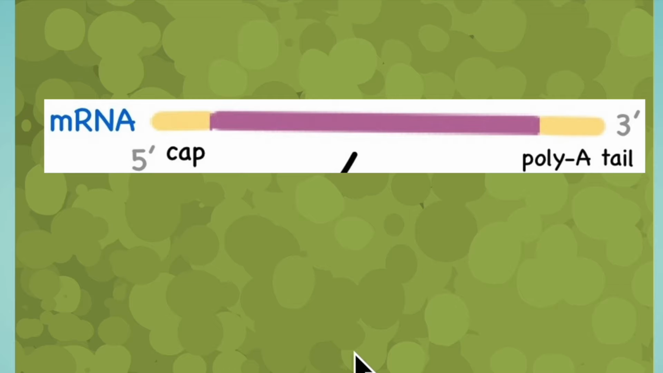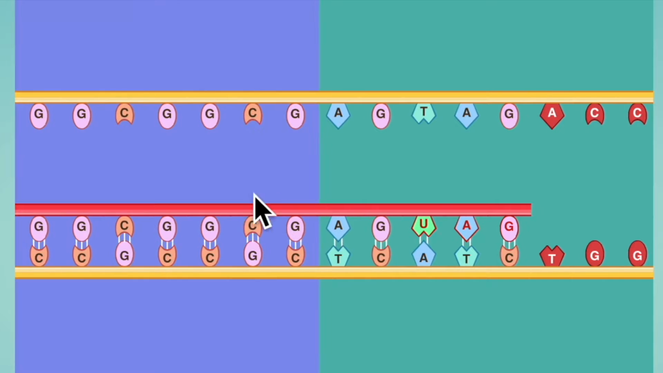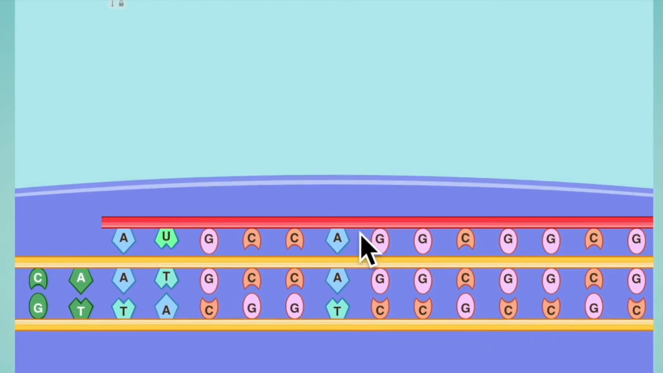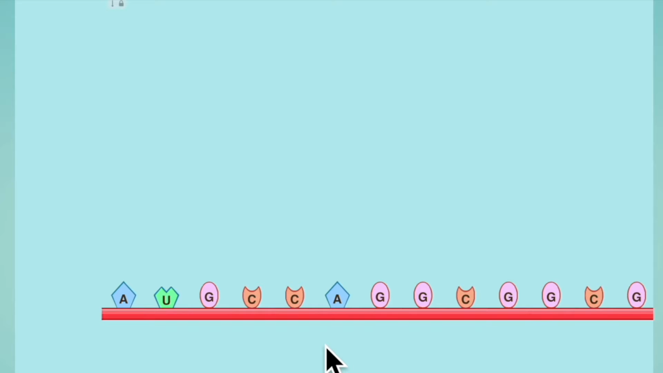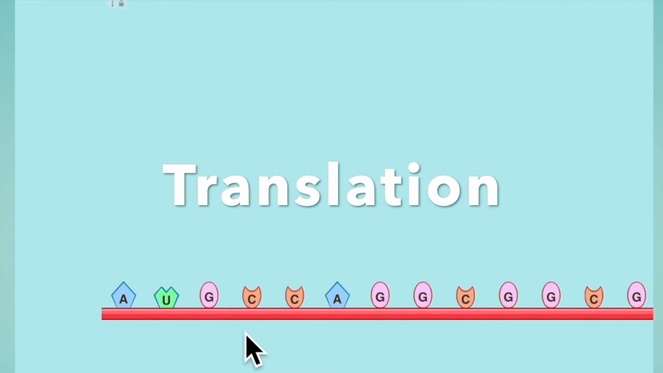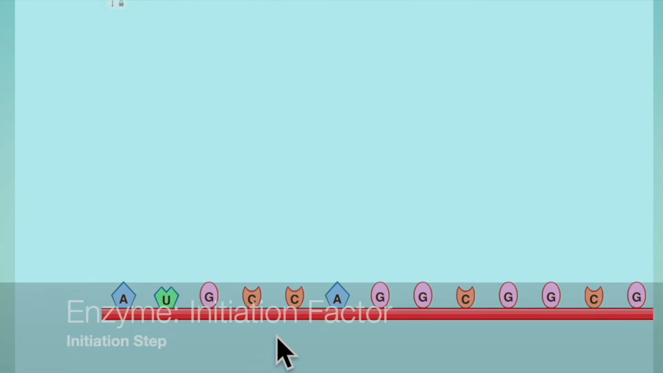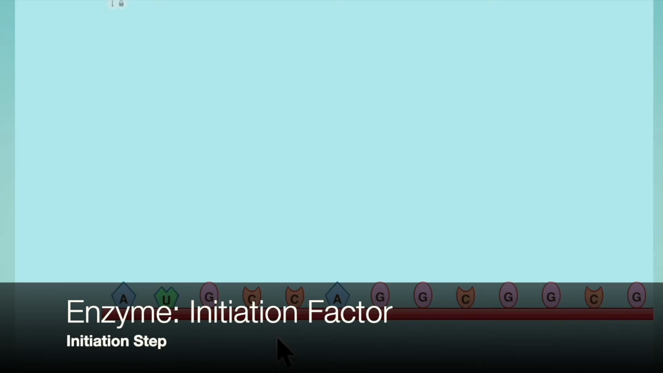So once the modification is done, we have mature mRNA, and then it's going to leave the nucleus. So this is our mRNA, and it's undergoing modification. Now it has left the nucleus. And then we can proceed with translation, which is the process of turning the genetic information on the mRNA into actual protein. So to start the translation, we will need the help of a protein called initiation factor, which is not shown here.